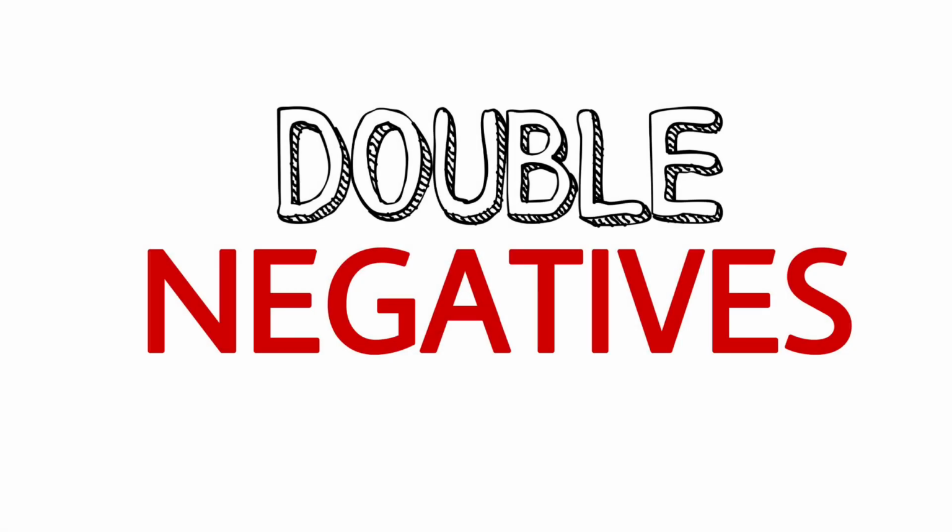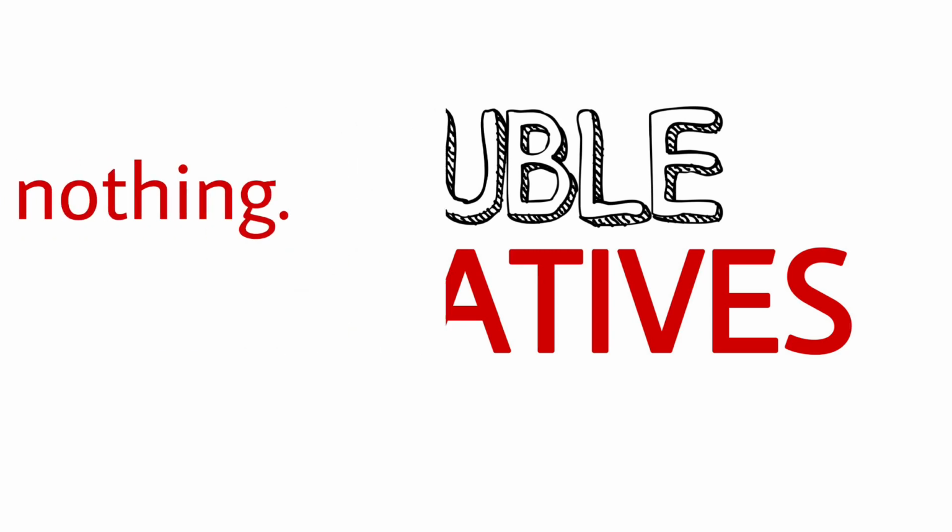Double negatives are one of the most common mistakes among beginners. Let's see how we can avoid them. I didn't do nothing. We have two negative words here: didn't and nothing. Let's avoid the first negative word, didn't. So we get, I did nothing.